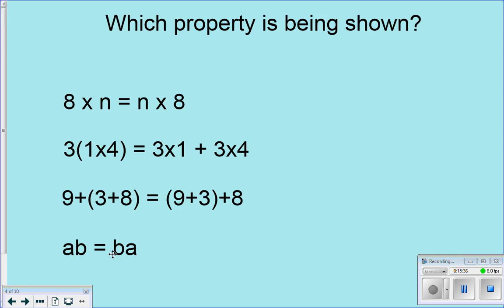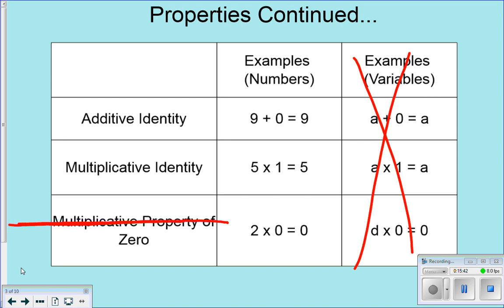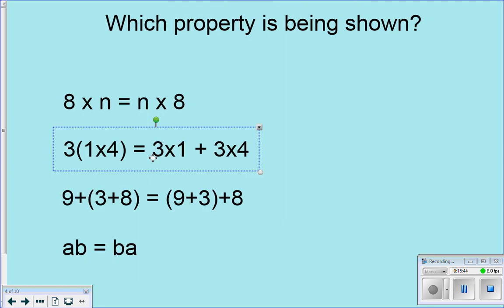Okay. All right, so let's talk about, I'm going to get rid of this one because we're going to talk about this one more tomorrow. So that's not even in today's. All right, so tell me, what property is this? Commutative. How do you know it's commutative? It's flipped. Okay, what about this one? Good. What about this one? Commutative. Well, why is this one commutative? It's flipped. Just flipped. Okay.